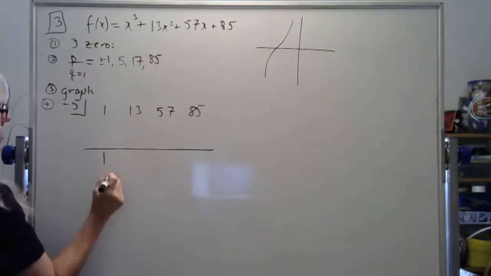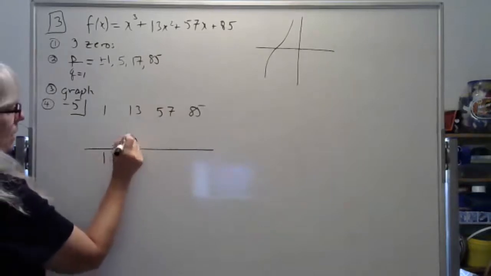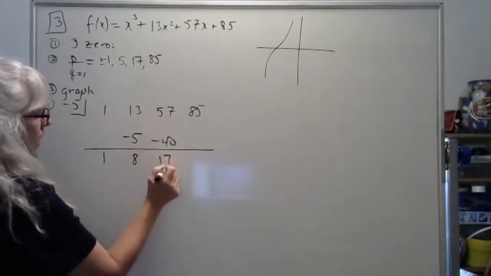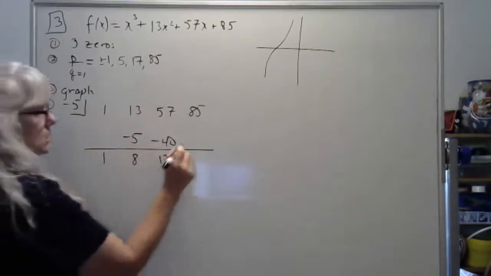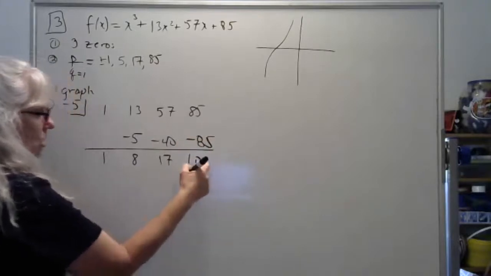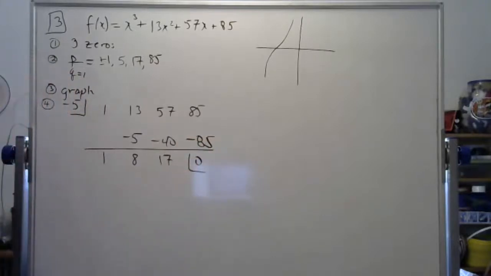So bring down the 1, multiplying gives me a -5, adding is 8, multiplying is a -40, adding is 17, and -5 times 17 is a -85, and we get our 0. So again, that's our proof that it's a 0. Good.